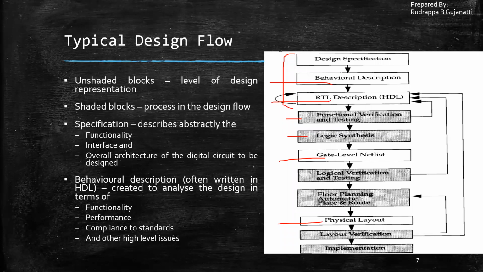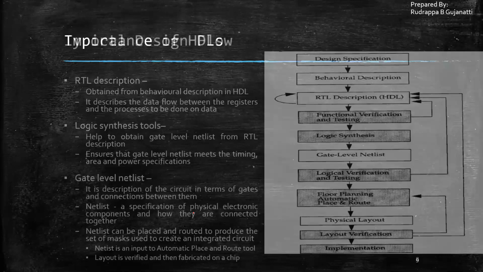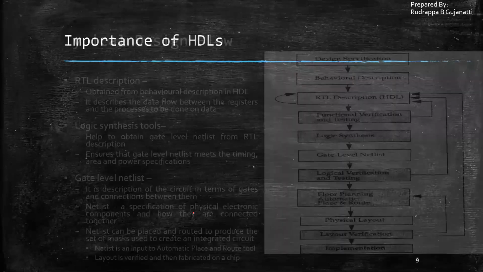And we have the RTL reference. So these were just a few discussions we had gone through. Once you get the gate level netlist, you can get the mask and get the IC fabricated. That is what the automatic place and route tool will help you with later using the netlist.